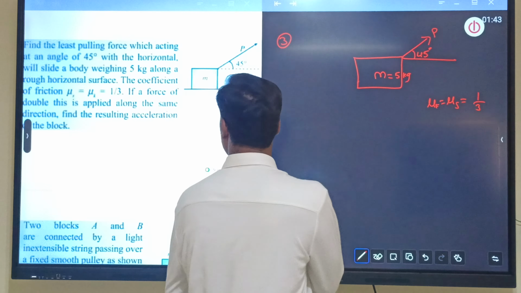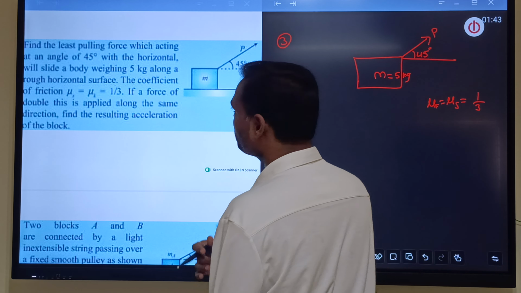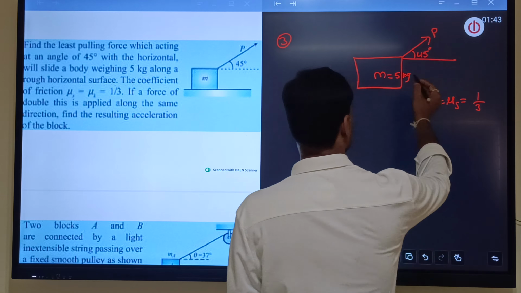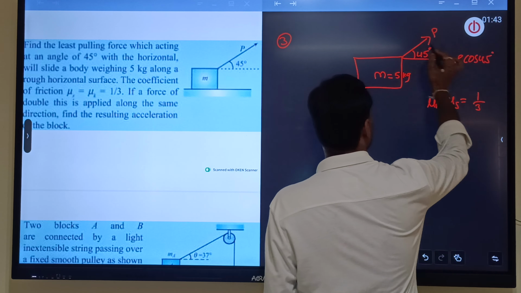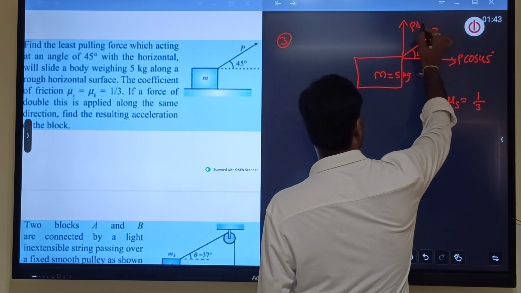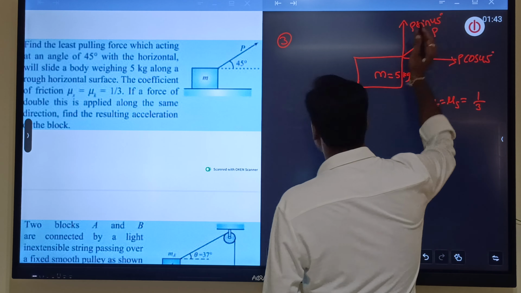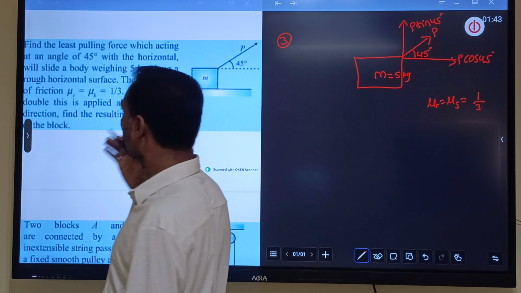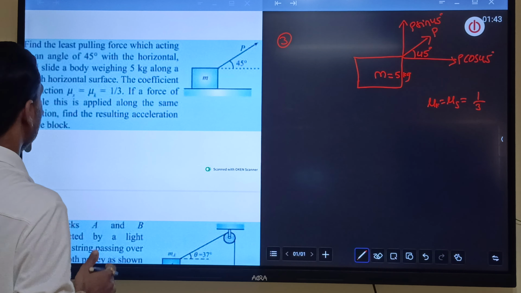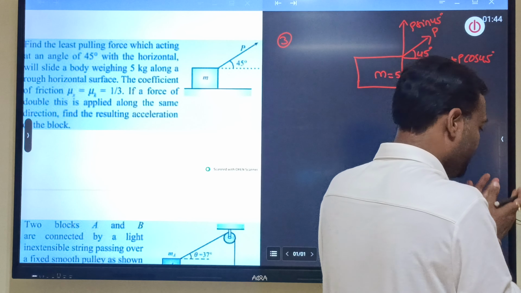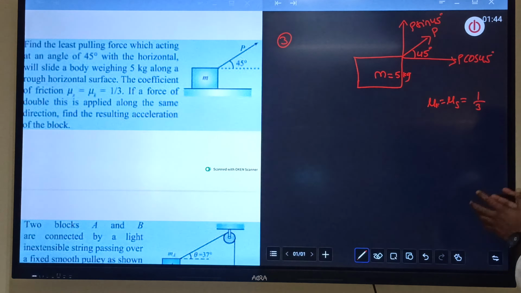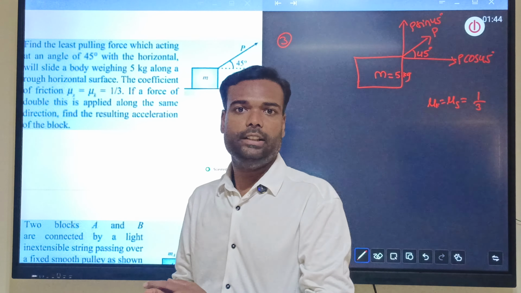See here, this will be P cos 45, this will be P sin 45, and this will make my system move in the forward direction. Find the least pulling force. That P is the least pulling force here. The least pulling force value, how much it is, that we are going to find now, right?